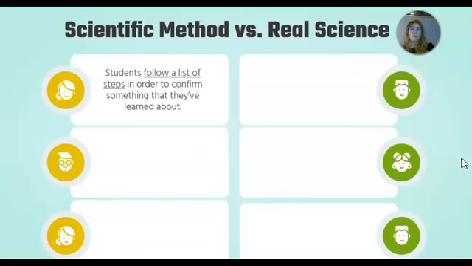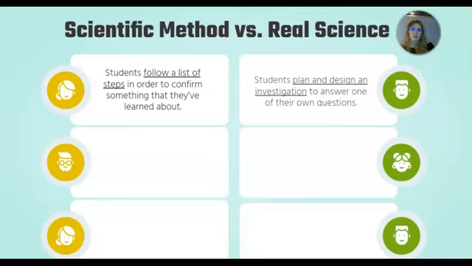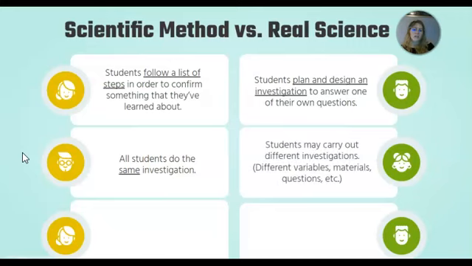In the scientific method, students might follow a list of steps in order to confirm something that they have already learned about. In real science, students plan and design an investigation to answer one of their own questions, or I should say in mirroring real science. In the scientific method, all students in your class might do the same investigation alone or working in groups. In NGSS, to mirror real science, students will carry out many different investigations. They may have different variables, different materials, and different questions.